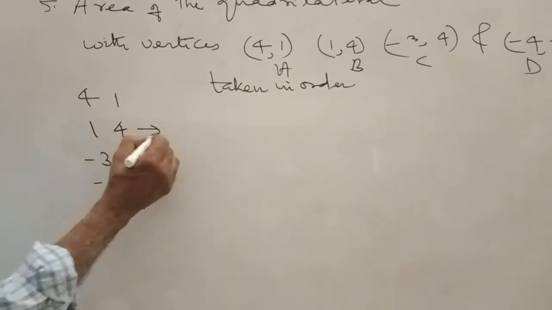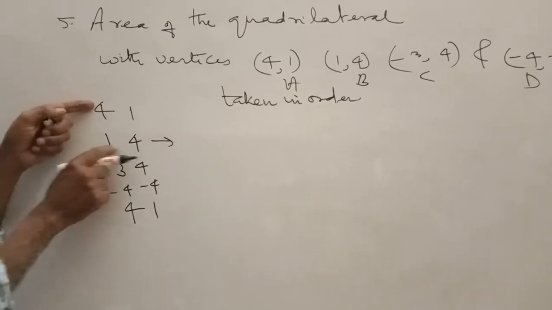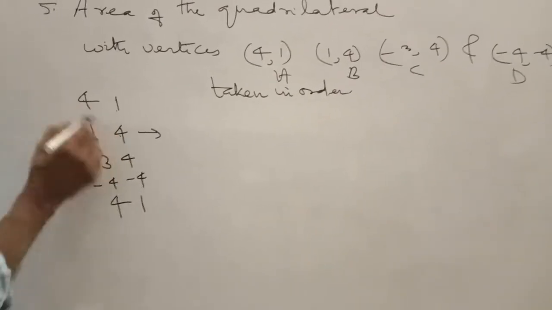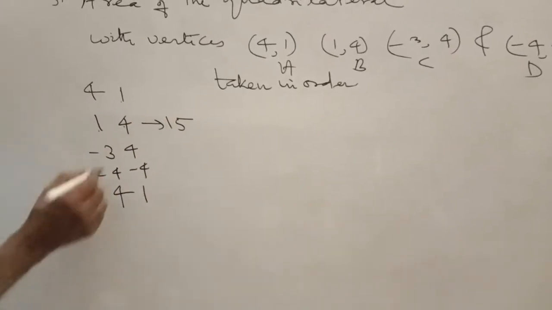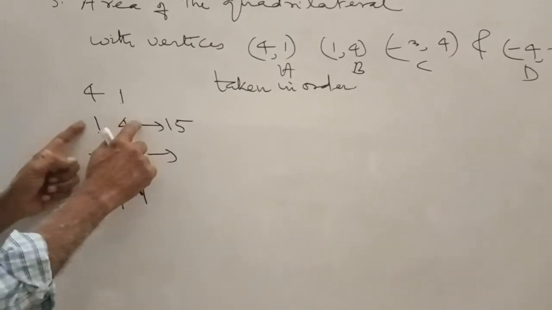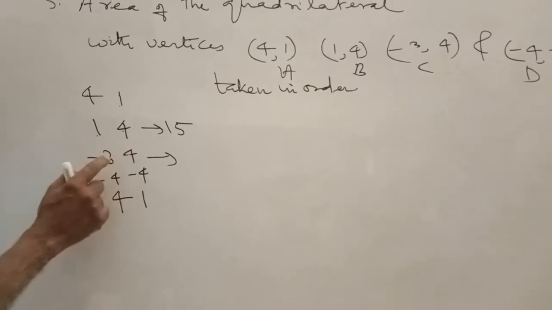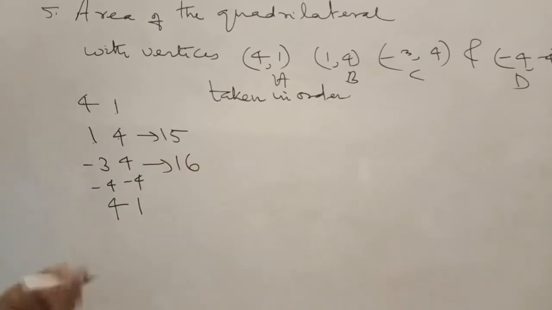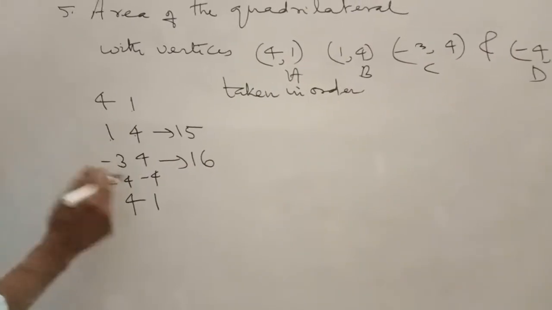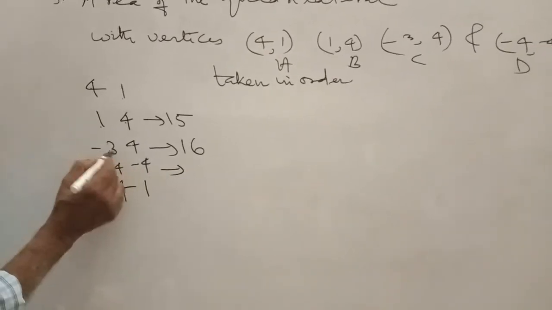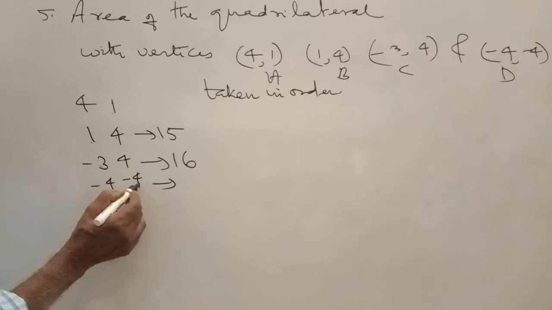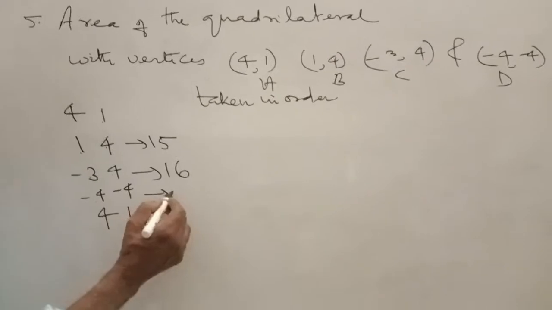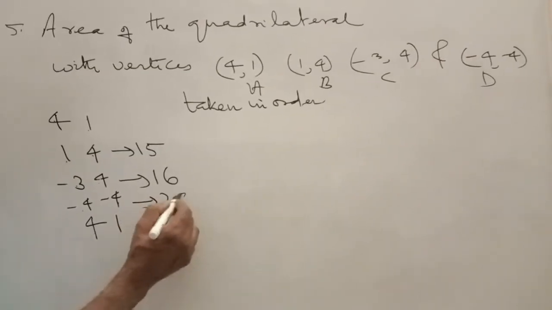Now we start taking the first two. 4, 1, 1, 4. 4 into 4 is 16. 1 into 1 is 1. 16 minus 1 is 15. We go for the second determinant. 1 into 4 is 4. Then minus 12. 4 minus minus 12 is 16. Next is minus 3 into minus 4 is 12. Minus 4 into 4 is minus 16. So 12 minus minus 16. 12 plus 16 is 28.